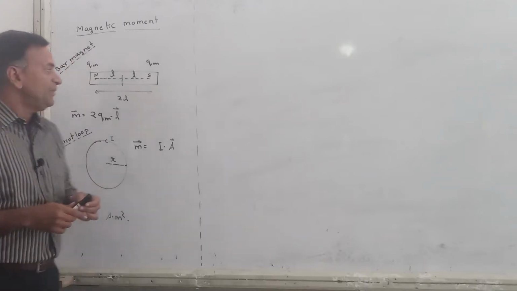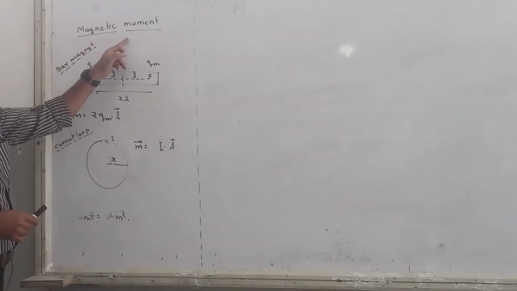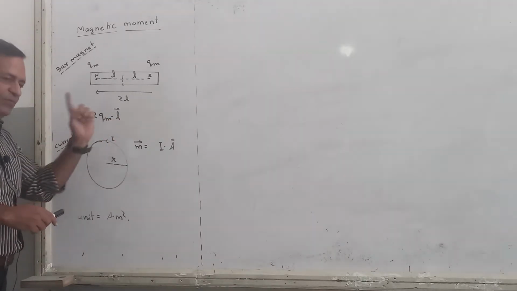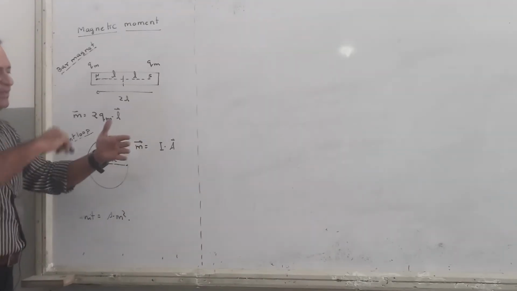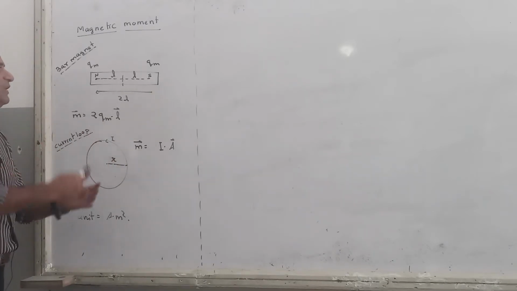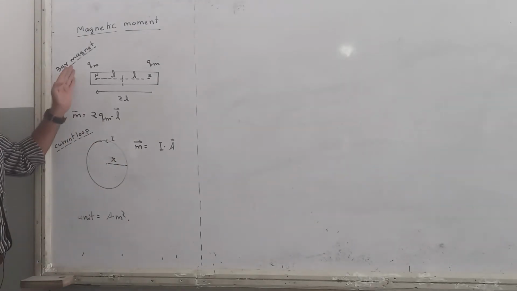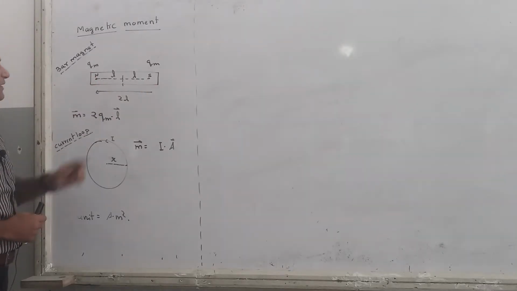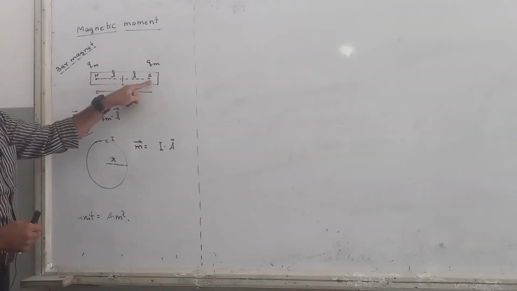In the same way, I will be calculating the magnetic dipole moment of two things. One is a bar magnet and second is the current carrying loop. Okay, a simple wire in which current is flowing. Now, first the bar magnet. This is the diagram of a bar magnet. This is the north pole over here and the south pole over here.